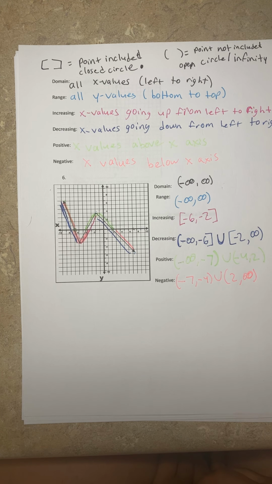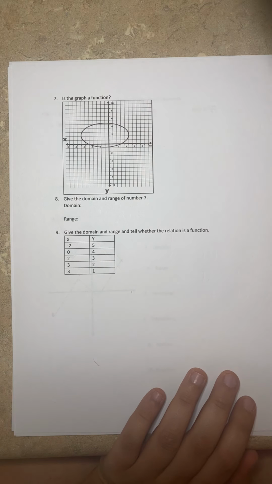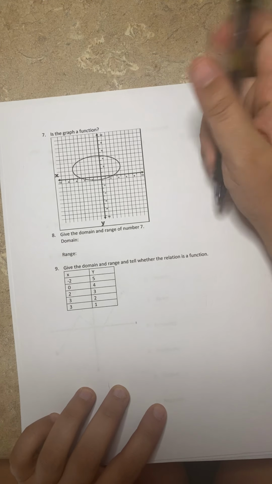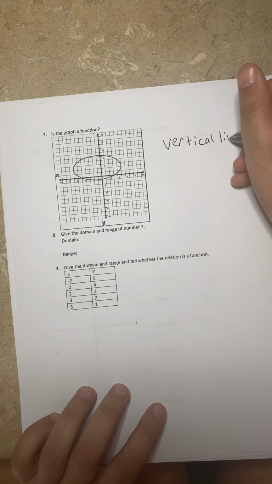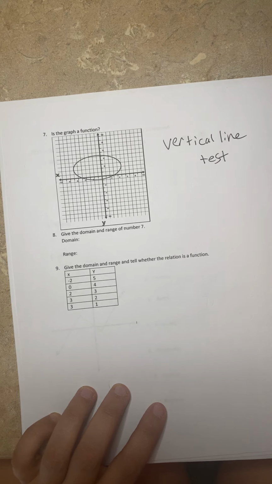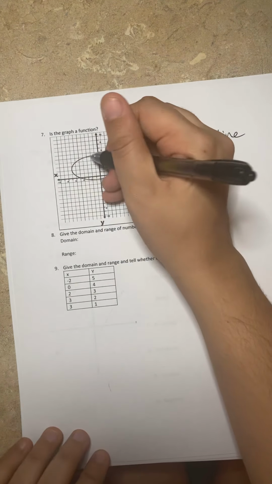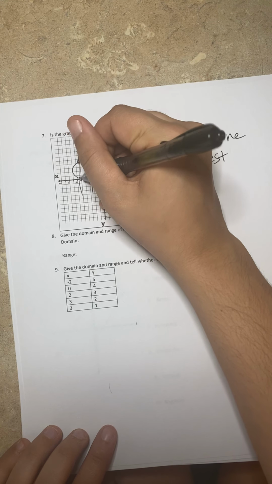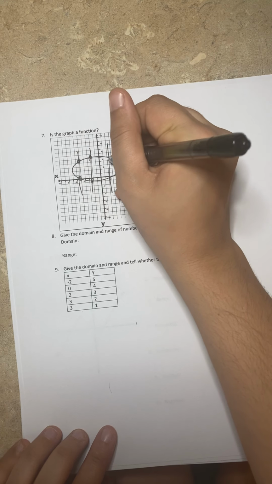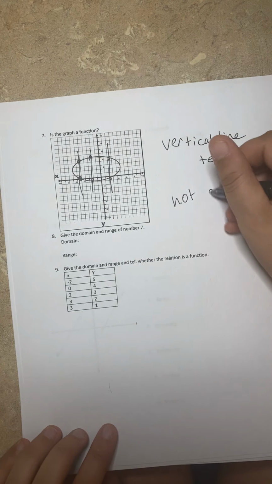So remember, domain is all the x's, range is all of the y's. Increasing is when you're going up, decreasing is going down. Positive is above the x-axis, negative is below the x-axis. And then we also talked about whether a graph is a function, and that's when you use the vertical line test. And remember, the vertical line test means if I draw a line straight up and down at any point in my graph, if it hits my graph more than one time on that vertical line, that means it is not a function.